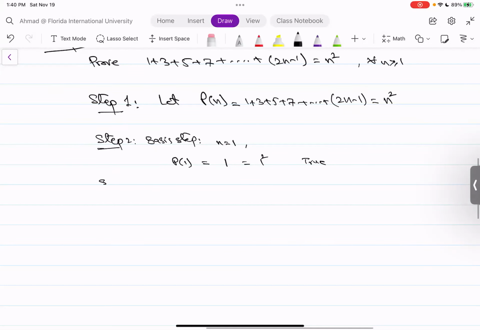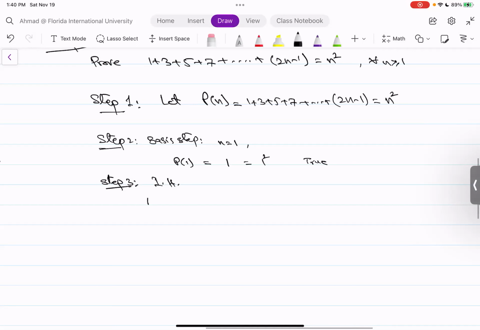So in my step number 3, step 3 is induction hypothesis, right? So what is my hypothesis here is, I will simply assume the given value, which is 1 plus 3 plus 5 plus 7 plus so on plus 2n minus 1.